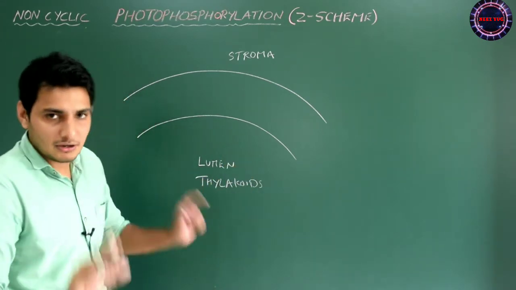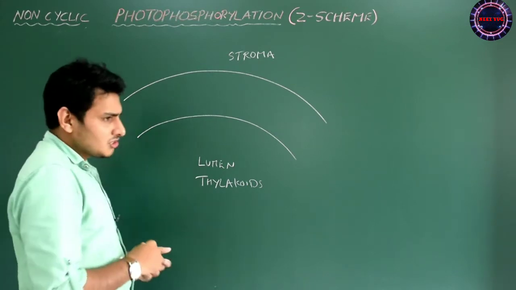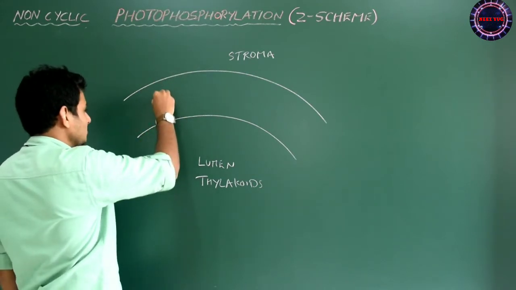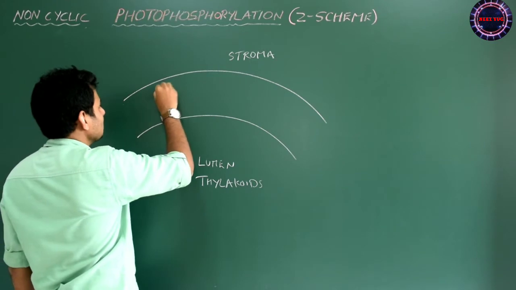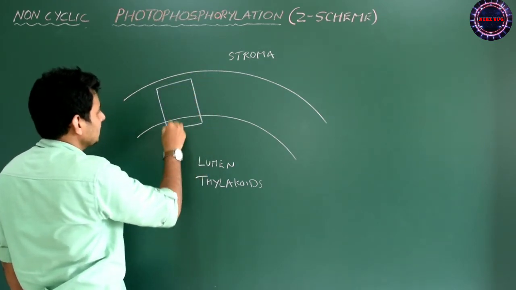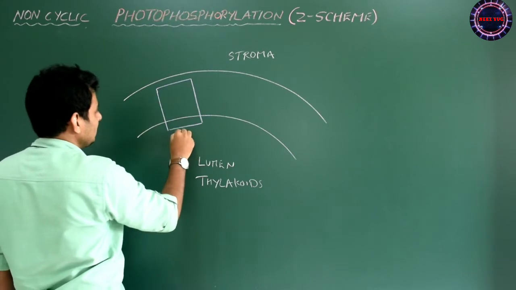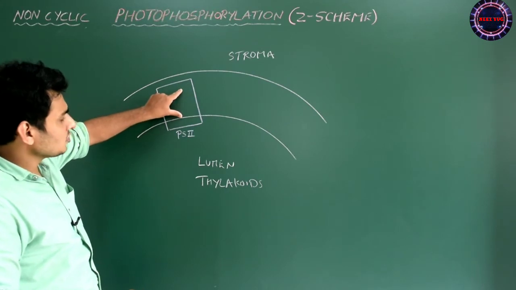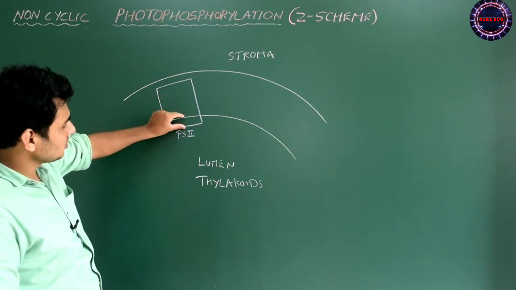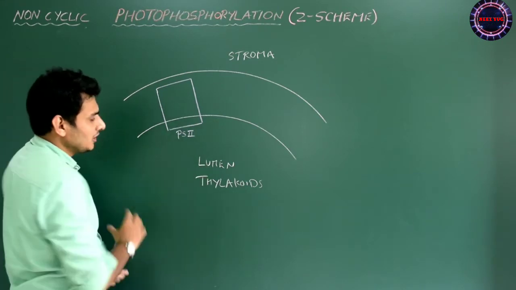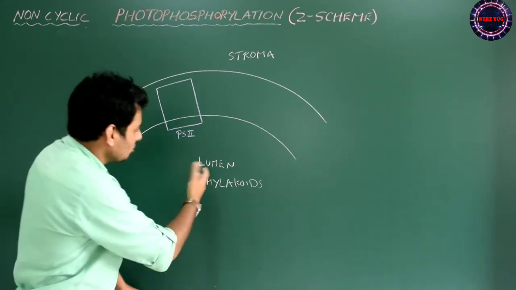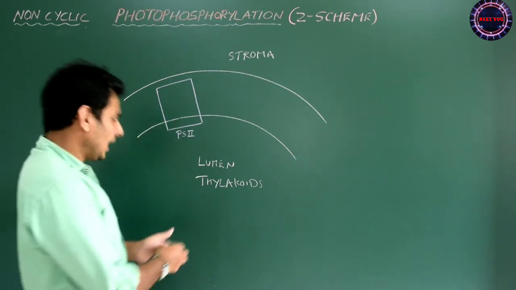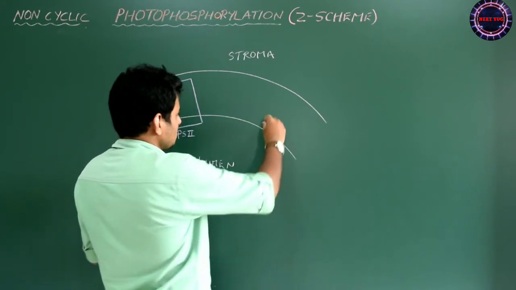Lumen of the thylakoids. Got it? Now for the phosphorylation to occur, we need two systems. The one system which is present here, let me write here, is photosystem 2. If you see physically, some portion of photosystem 2 is facing the lumen. That means it is embedded towards the lumen of the thylakoid. Got it? You could see that. Another system is also required. So I am using the pink color.